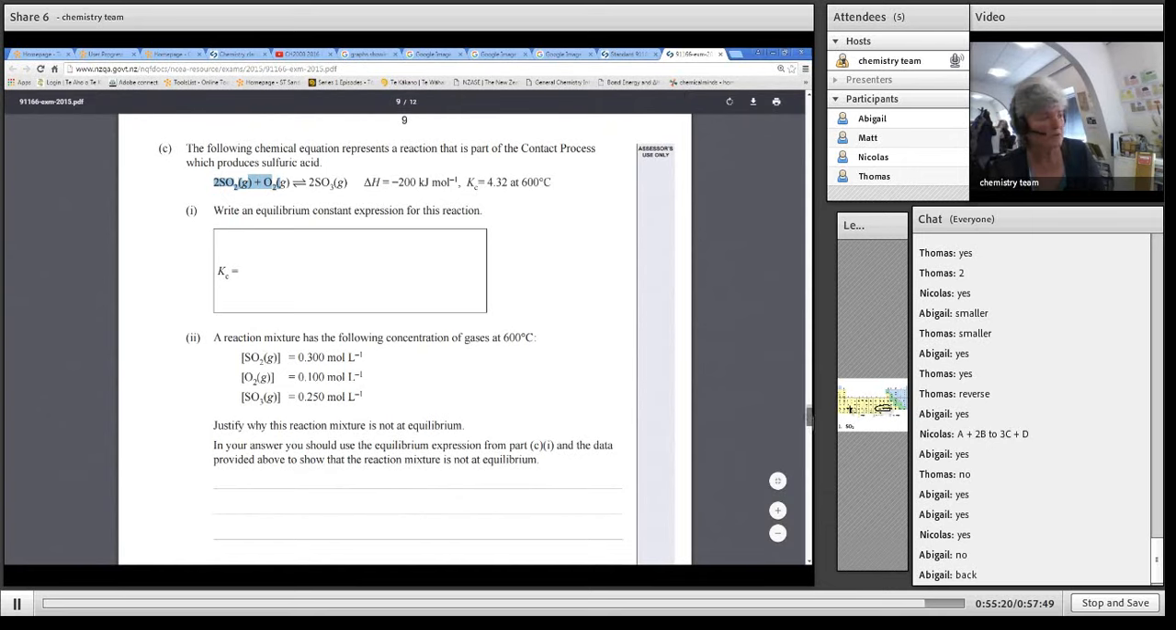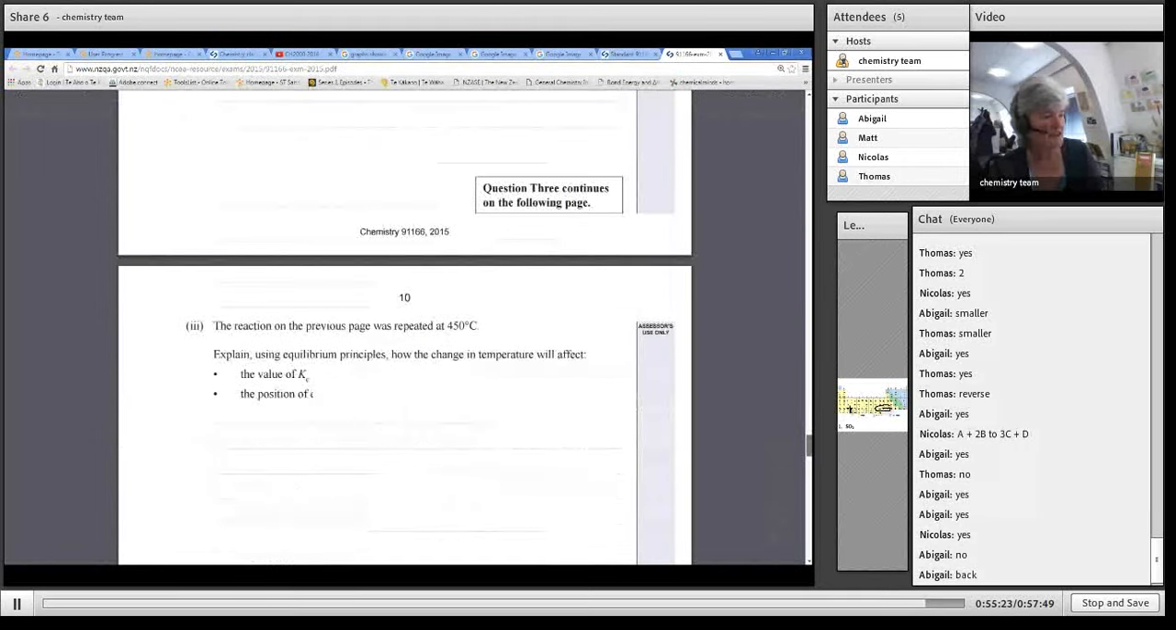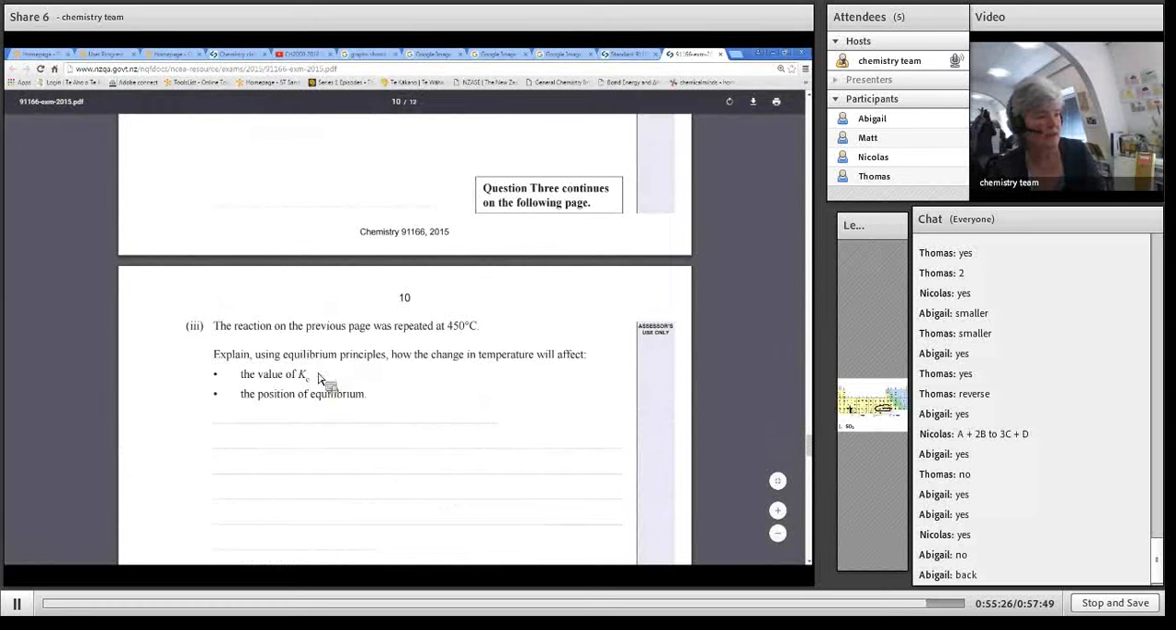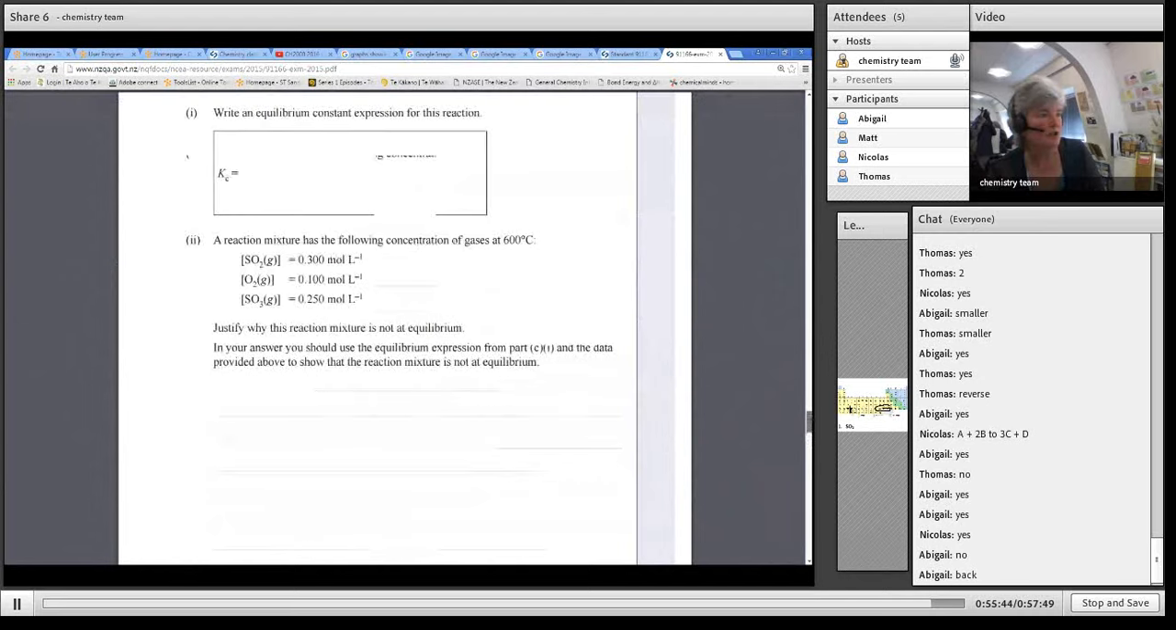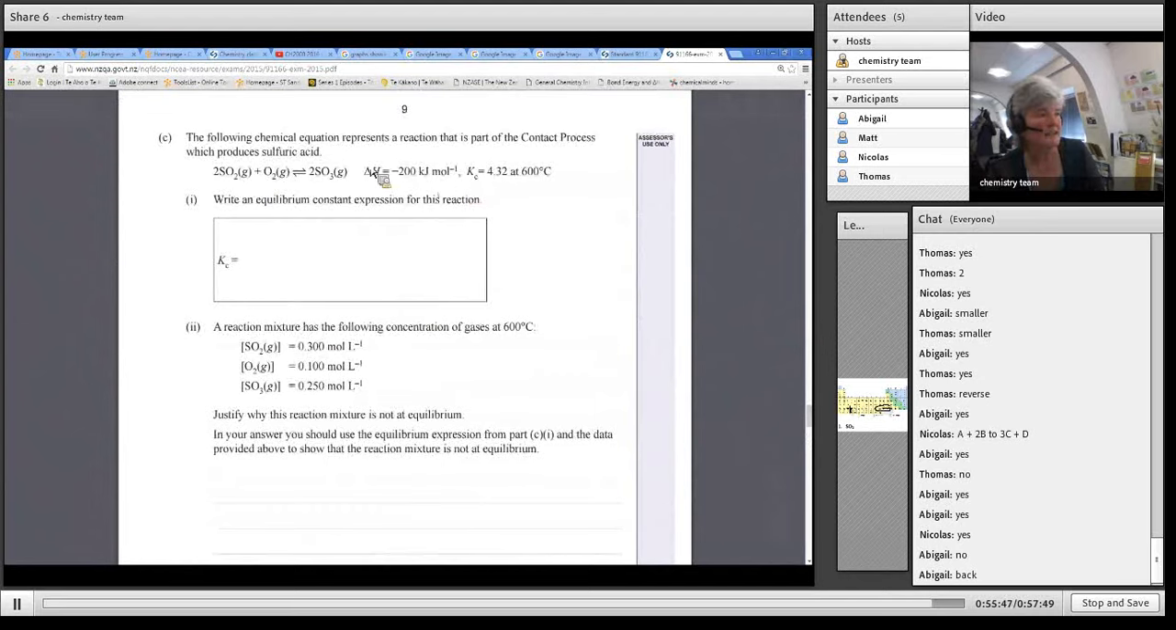So those are the sort of calculations you can get. Now we look at the effect of temperature. So it's at 450 degrees. How does the change in temperature affect the value of Kc and the position of the equilibrium? Again, you've got to look to see, is this an exothermic or an endothermic reaction? It's an exothermic reaction, correct.